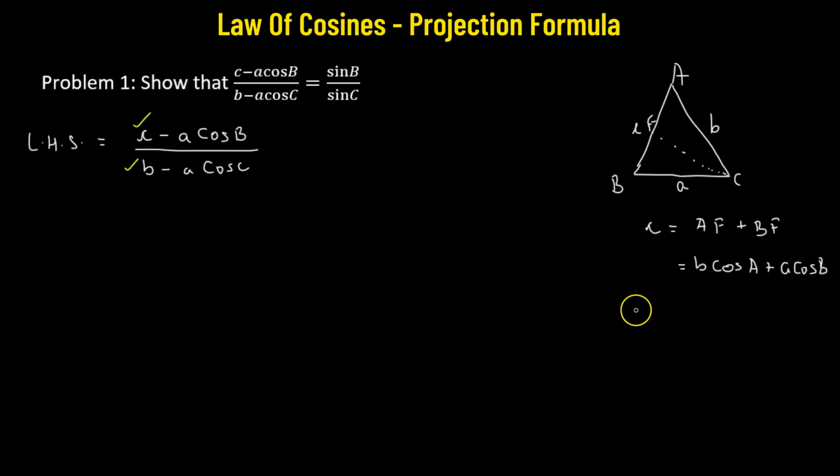Similarly, we can find out the value of b. So b will be equal to, all we have to do is drop a perpendicular from B. So we're going to call it E. So b is simply AE plus EC.